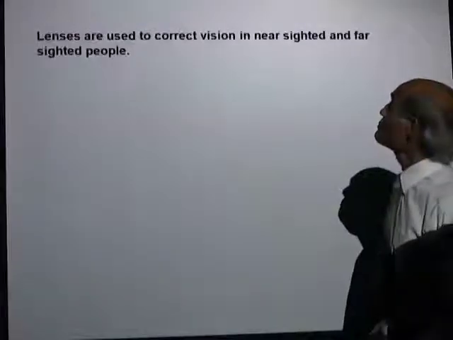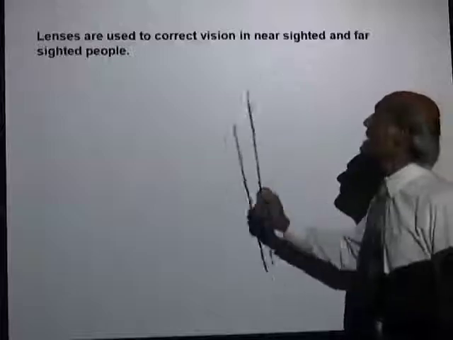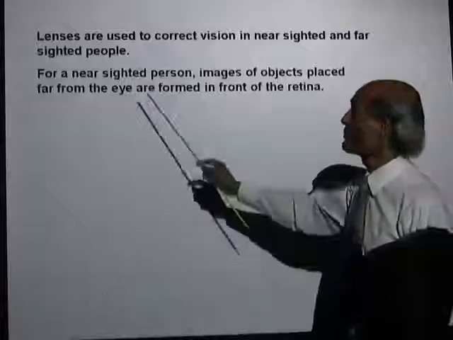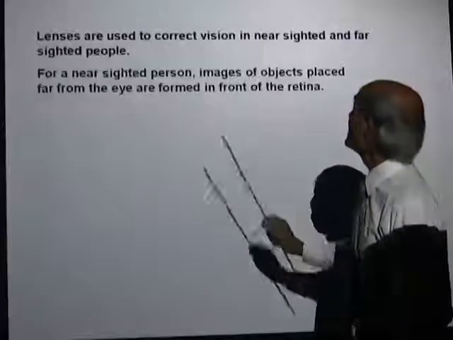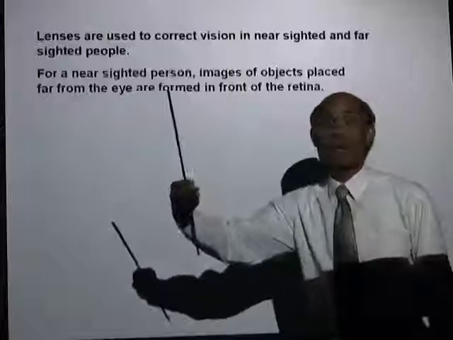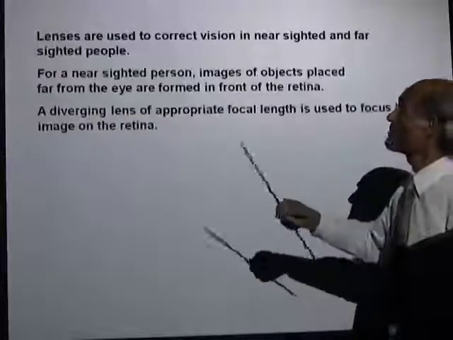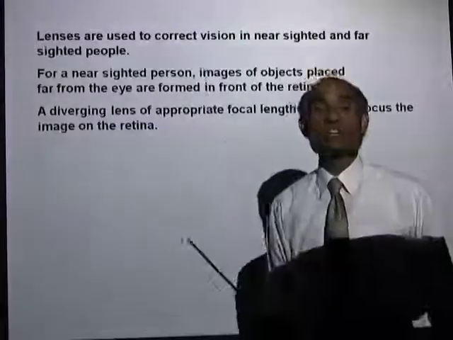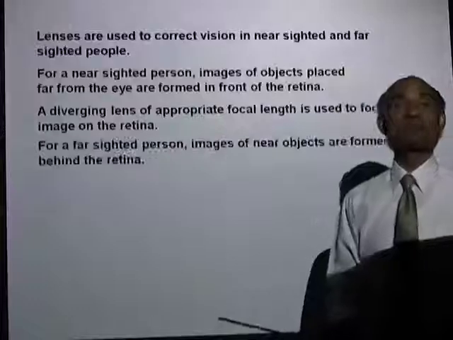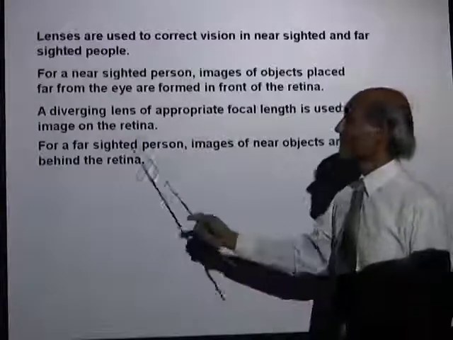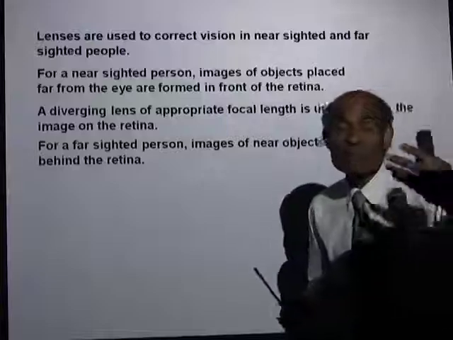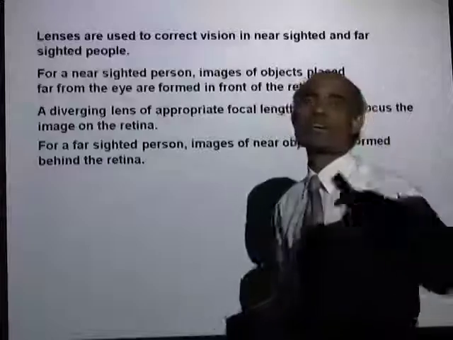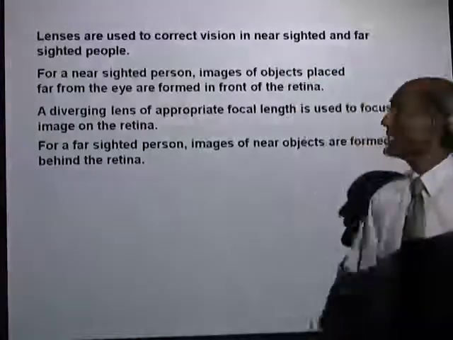Now, lenses are used to correct vision in nearsighted and far-sighted people. Most of you, I'm sure, use lenses. For a nearsighted person, images of objects placed far from the eye are formed in front of the retina, and so a diverging lens is used to create an initial divergence so that the final image will be formed on the retina. On the other hand, for a far-sighted person like me, I have far-sightedness, but I don't wear glasses because I can see at a distance, not near.